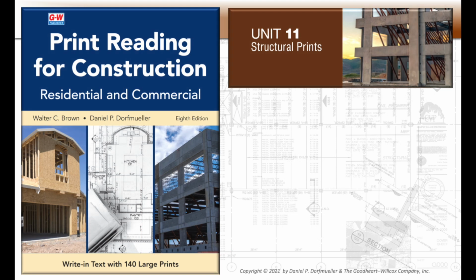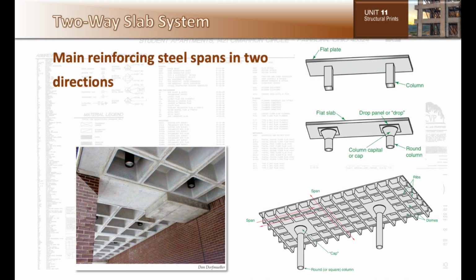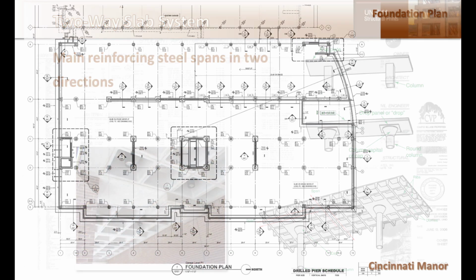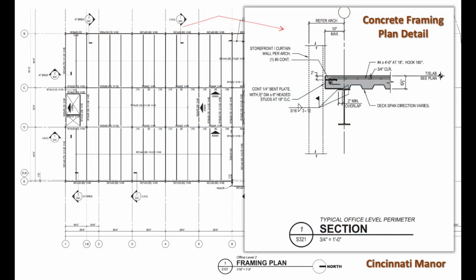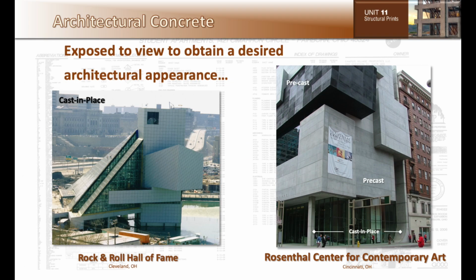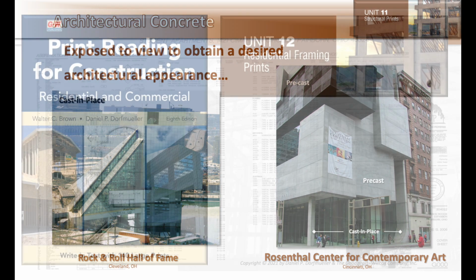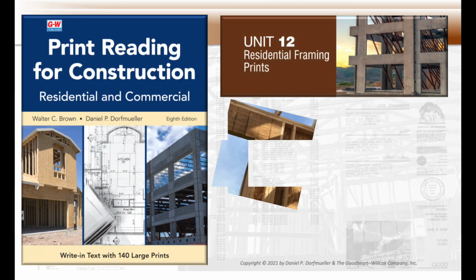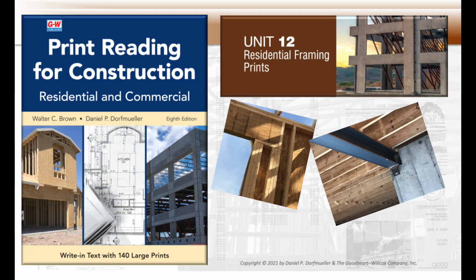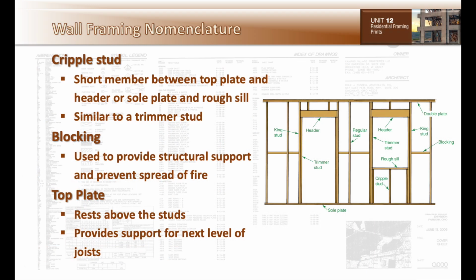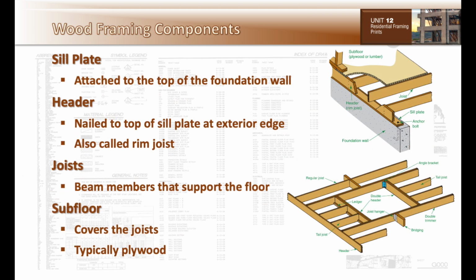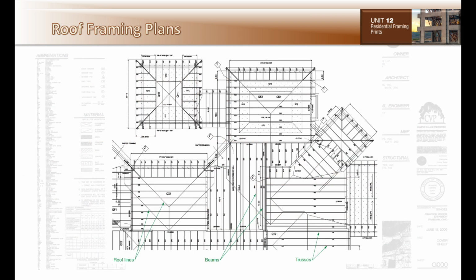Unit 11, the structural prints, one of my favorite units. The structural set, which also includes the foundation drawings, is usually a major part of the construction documents. We also take a look at architectural concrete. Unit 12 is dedicated to residential and light commercial framing prints. We look at types of wall framing, floor framing, and roof framing.